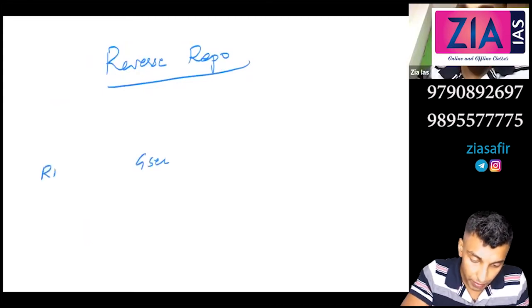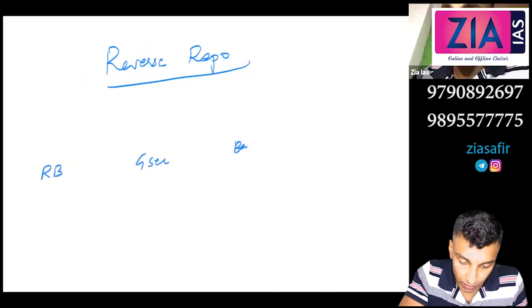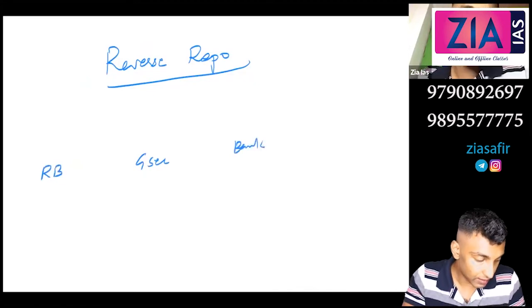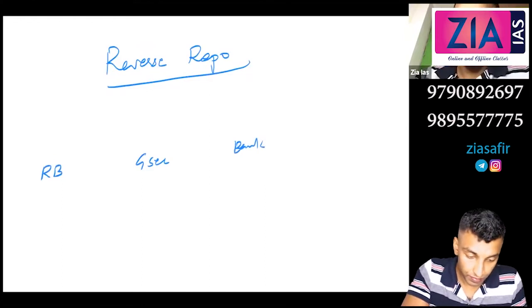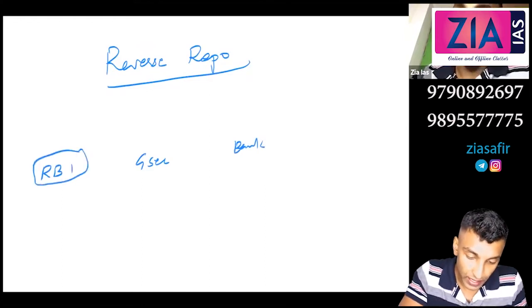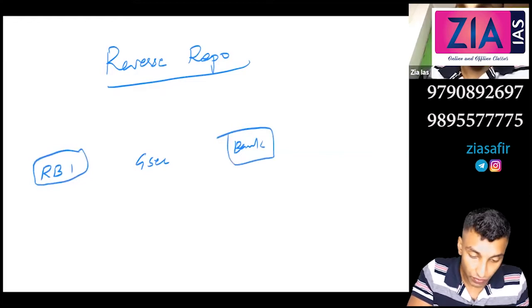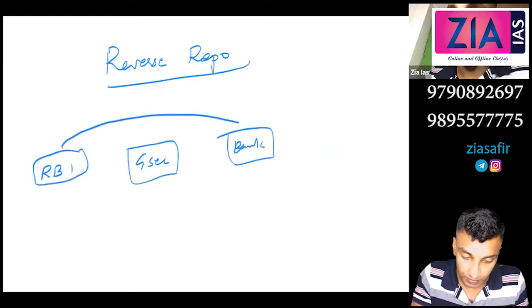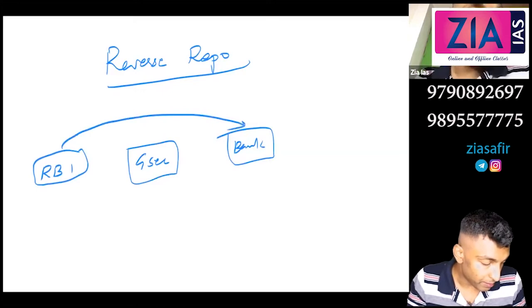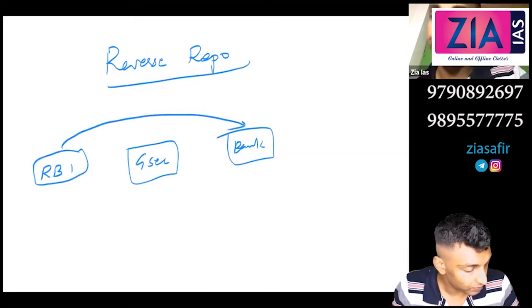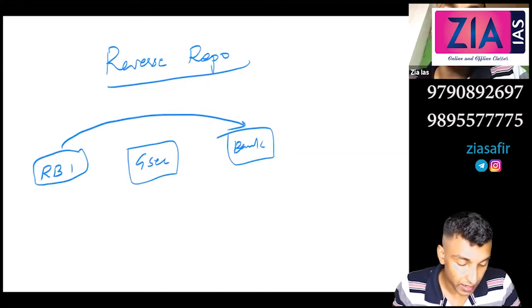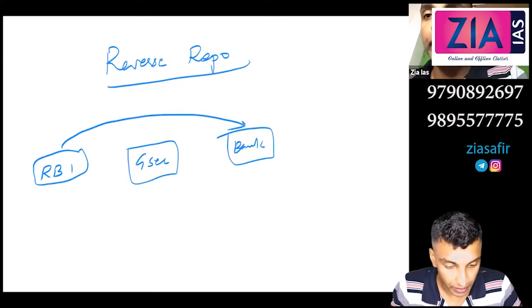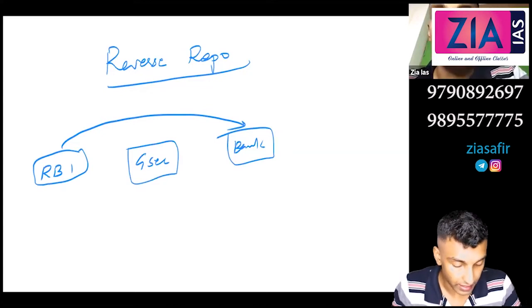Central bank or RBI sells short-term government security to banks with an agreement to purchase them back at a predetermined rate and date.